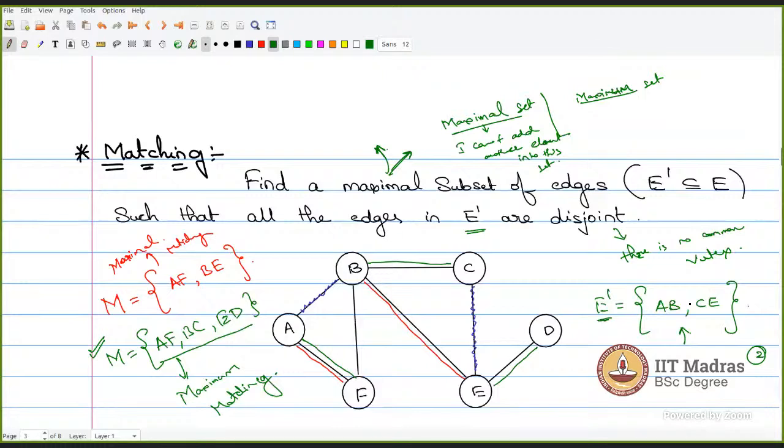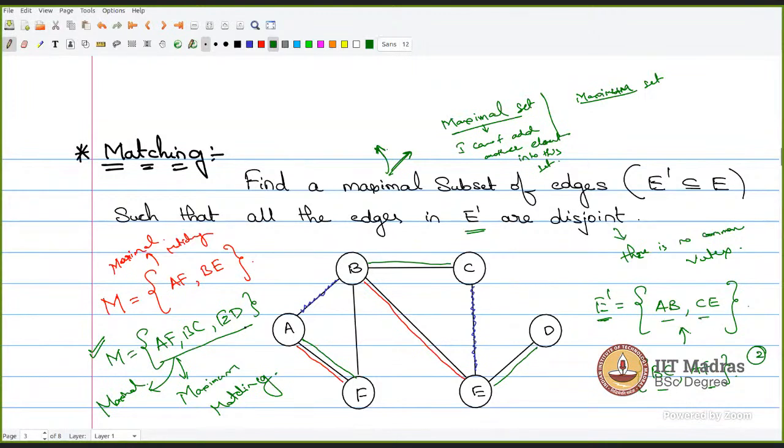Sir, if we select B, then both are maximum. Both AF, BC, and that one is also maximal, right? Correct. This is also maximal. If I select B, then I can't select BE. If you select BE, then I can't select any other. You can select AF, right? Yes. So AF is also maximal. So we are only going to get 2 edges, right?